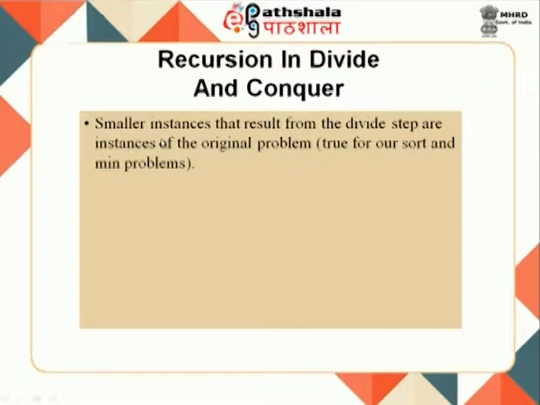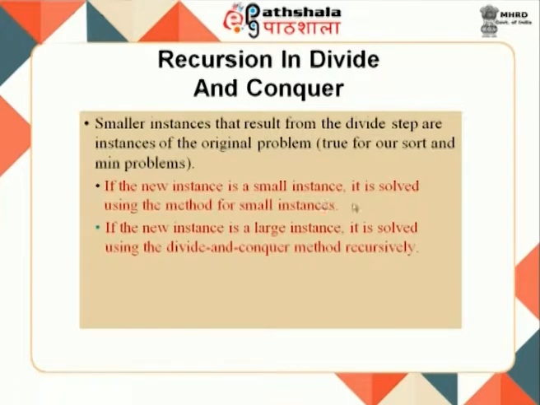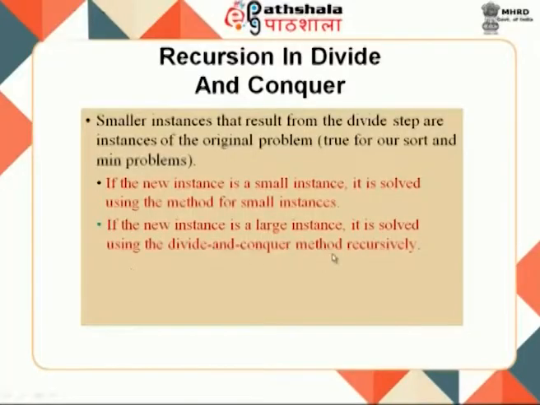In divide and conquer, the smaller instances that result from the divide step are instances of the original problem, true for the sort and min problems. If the new instance is a small instance, it is solved using the method for small instances. What we mean by this is, in our case we saw m is equal to 1, or you sort 2 numbers only. If the new instance is a large instance, it is solved using the divide and conquer method again. So, we will assume that a small instance is the terminating condition. You start with a big problem, divide it into 2 small problems, and these may result in a terminating or non-terminating case. If it is non-terminating, you call divide and conquer again. So, by definition divide and conquer is a recursive methodology.